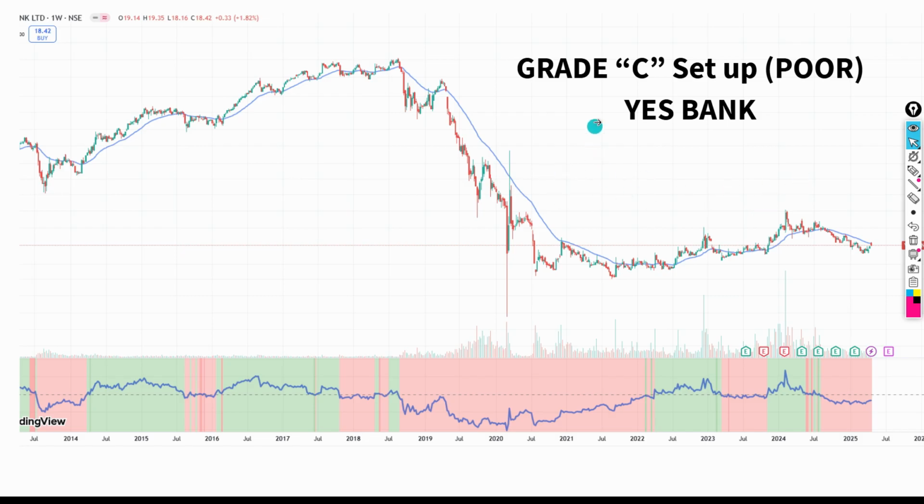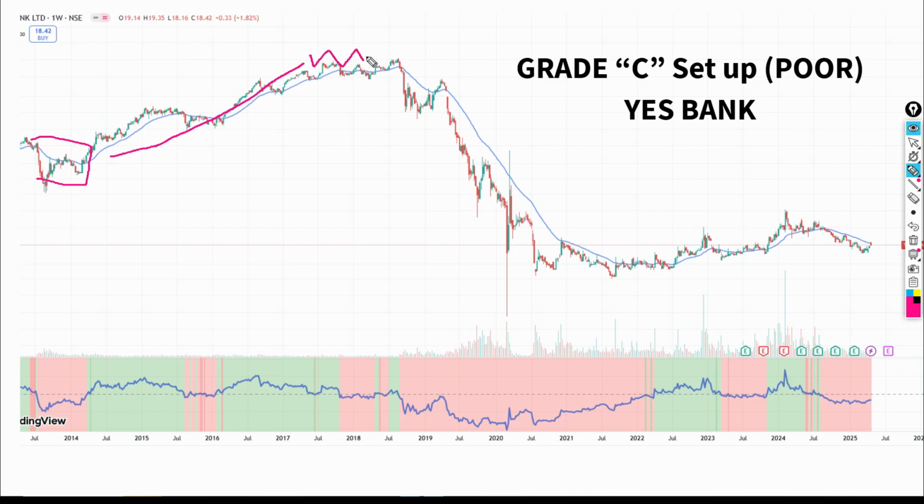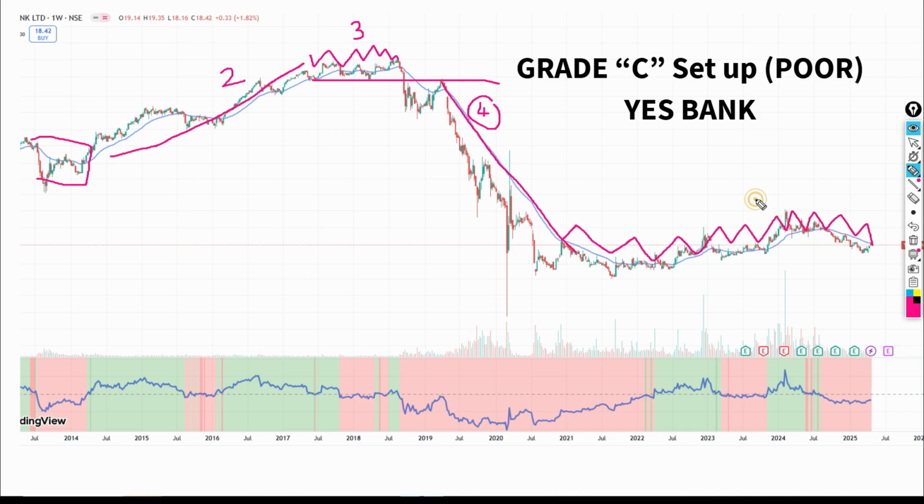Okay. Why am I saying this is a grade C setup or poor structure? As you can see, after a consolidation, the stock broke out here, and it was a stage 2. After stage 2, the stock started consolidating in stage 3. And after stage 3, what happened? The stock finally broke out of this consolidation, and then it went to stage 4, right? After such a decline, the stock is now forming a base, or you can also call it stage 1.